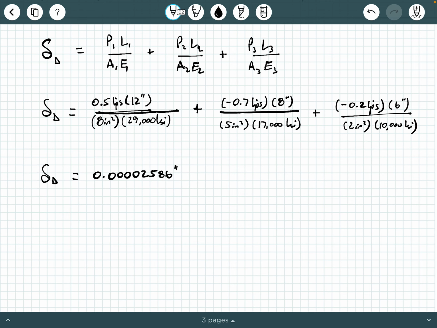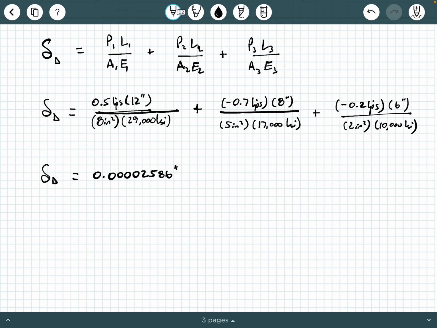Check those units. Track your units, people, okay? You've got square inches times kips per square inch. So you see the square inches cancel in the numerator, then the square inches cancel in the denominator, and then the kips cancel with the kips in the numerator, and so you're just left with units of inches finally, okay? So track your units. Pause the video, make sure your units make sense, okay?